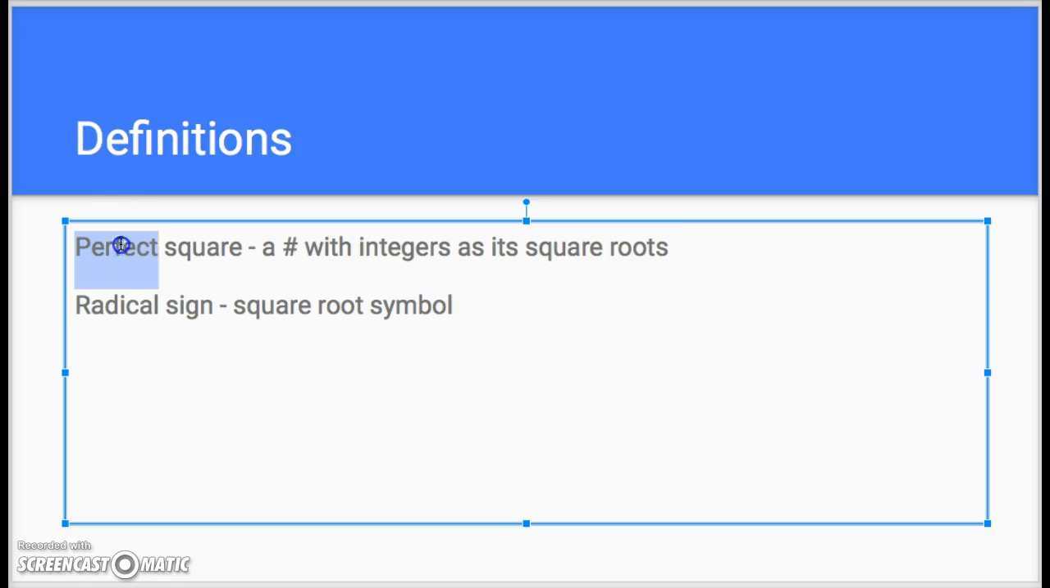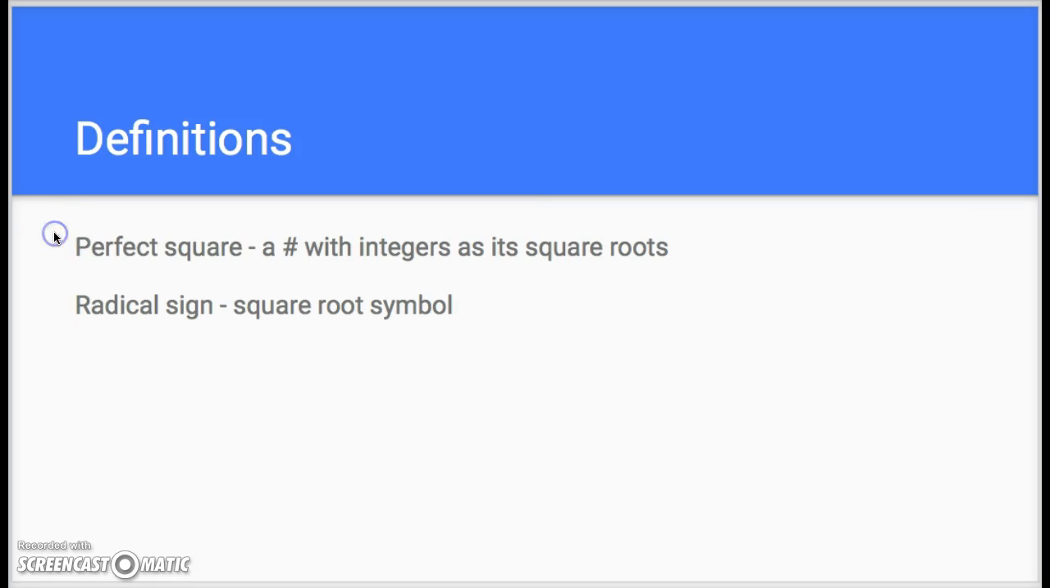All right, the first one right here is called a perfect square. These are the ones that you guys are used to. A perfect square is a number with integers as its square roots. So you take the square root of 64, you get a perfect 8. That would be a perfect square. The square root of 100 is 10. That would be a perfect square. If you take the square root of, say, 13, that's going to give you a decimal. That would not be a perfect square. So anything that comes out as an integer or a whole number, that's going to be a perfect square.